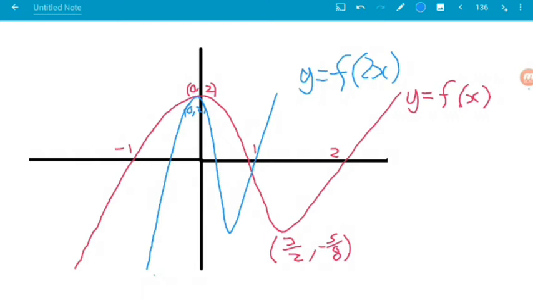This time a is greater than 1, so we're going to squash our graph in. Let's just talk about the scale factor. a is 2, so the scale factor is 1/2. So we multiply all of our x-coordinates by 1/2.